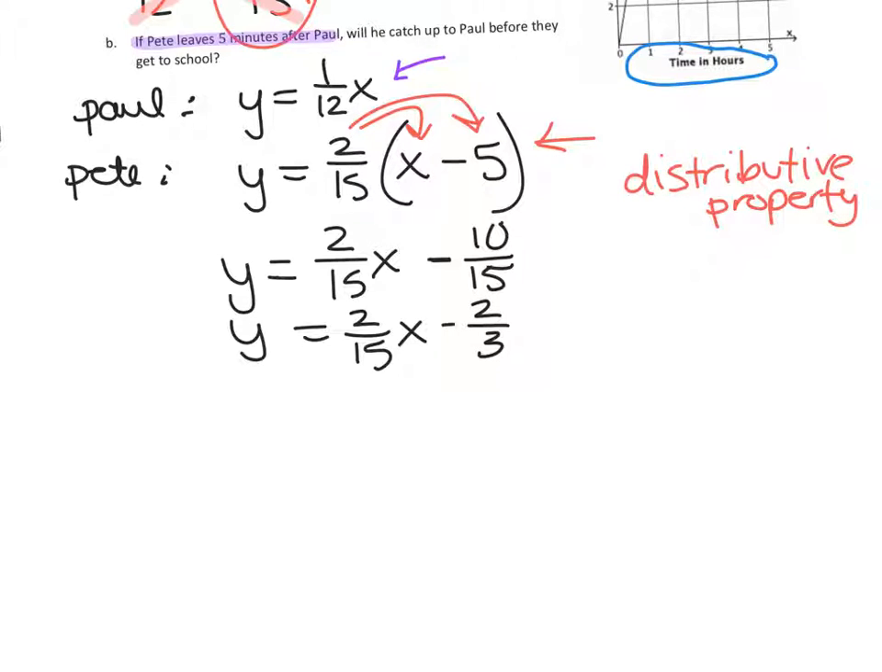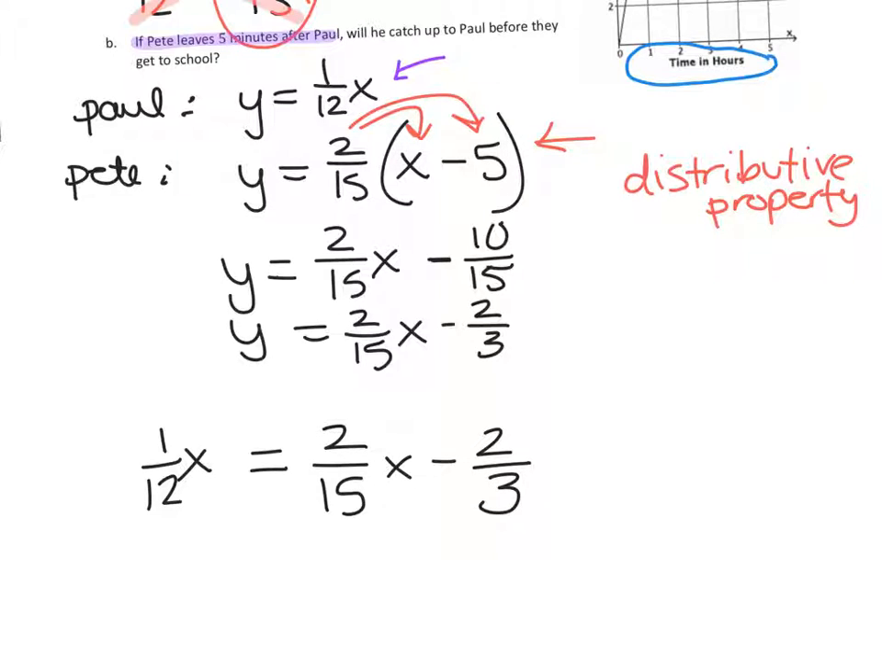I'm going to bring down my equation for Paul first. 1/12 x equals, right, we set them equal to each other since they're both in slope-intercept form, 2/15 x minus 2/3. And we're going to find the ordered pair that's true for both of these.